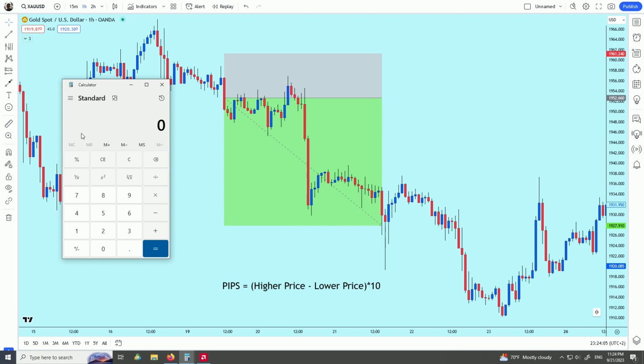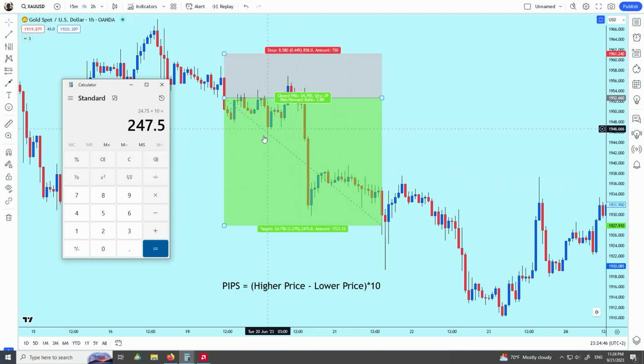Now let's calculate take profit pips. So we need a higher price, which is our entry price right now, 1952.66, minus take profit price, which is 1927.91, and we get 24.75. So we multiply this number by 10 and we get 247.5 pips. So we have a very high take profit now.